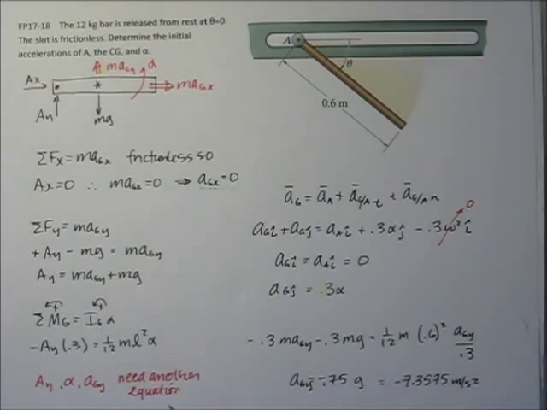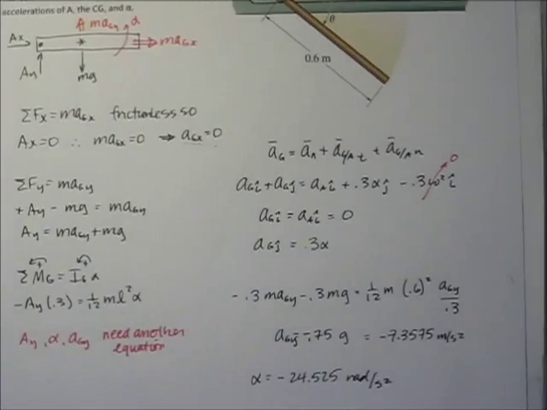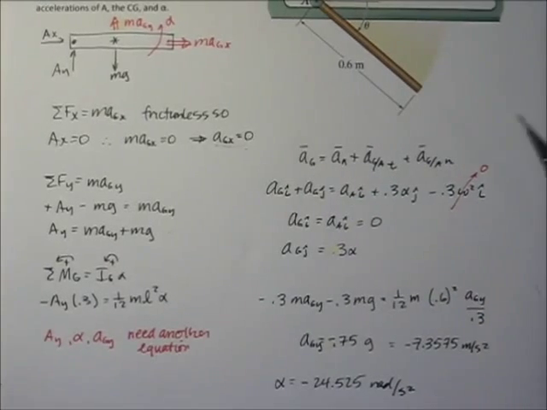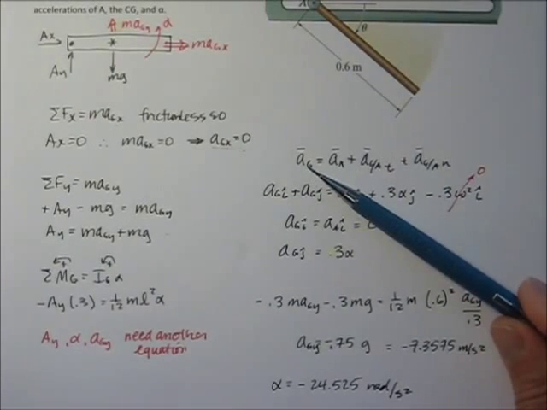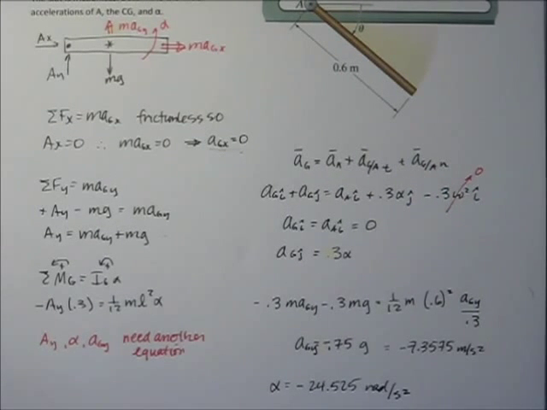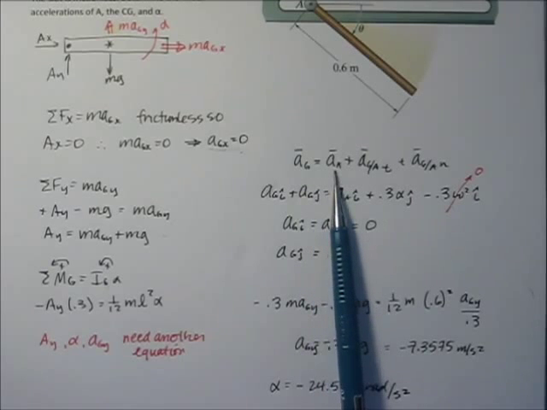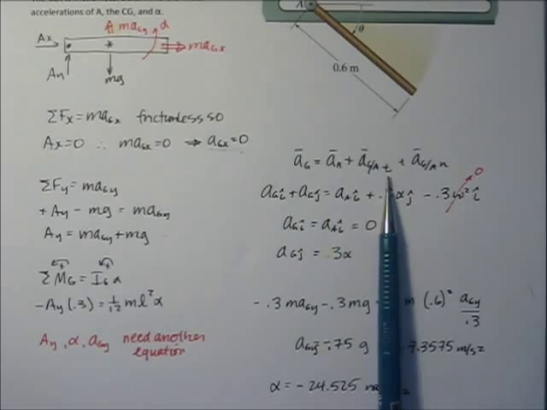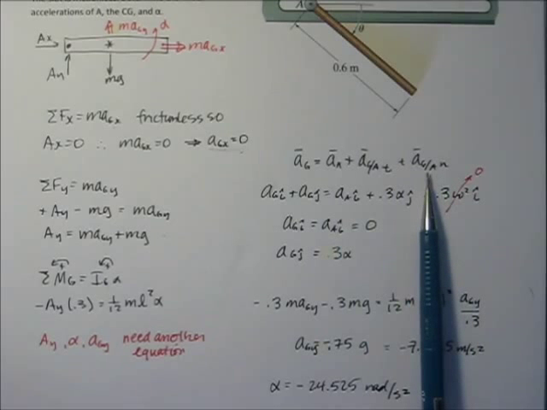All right, so if I look at how many unknowns I've got: an Ay, an alpha, and an AGy, and I need another equation. So I'm going to have to use an acceleration equation. So let's use our general form, our relative acceleration equation, but in the scalar form, which is handy for this. I'll just say acceleration of g is the acceleration of a plus the acceleration of g with respect to a tangential plus the acceleration of g with respect to a normal.